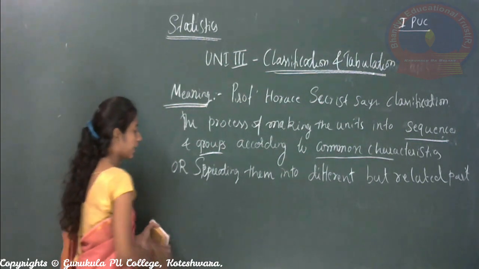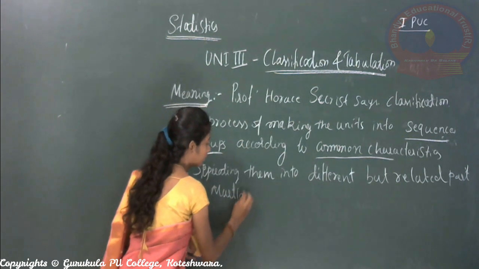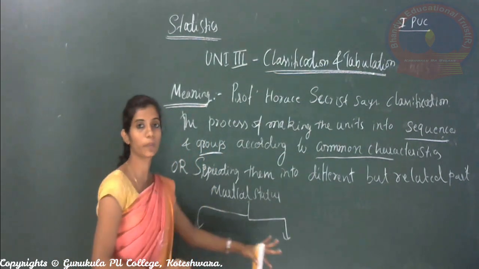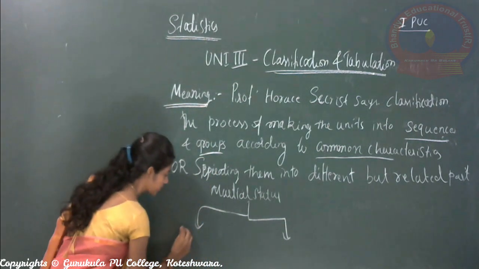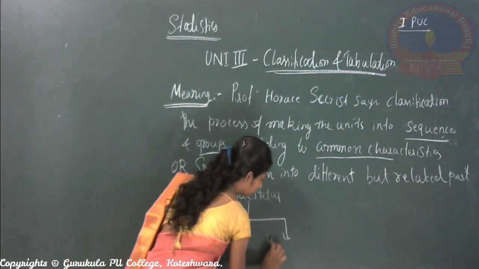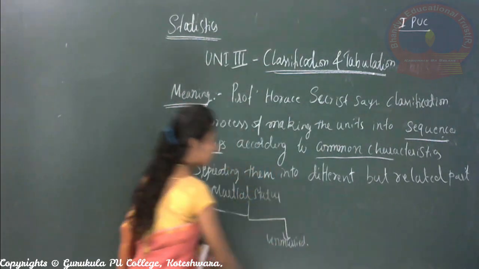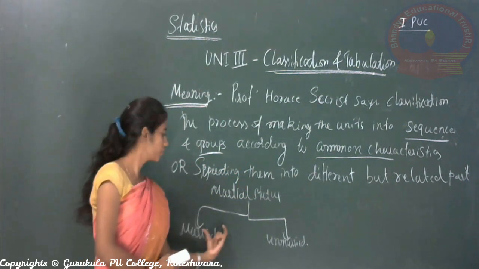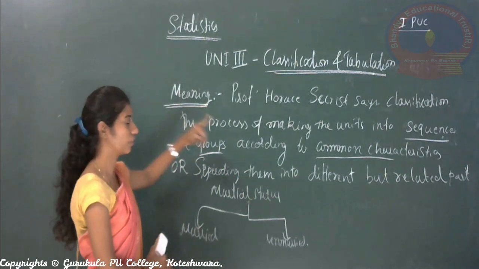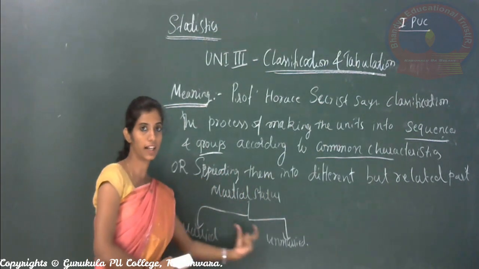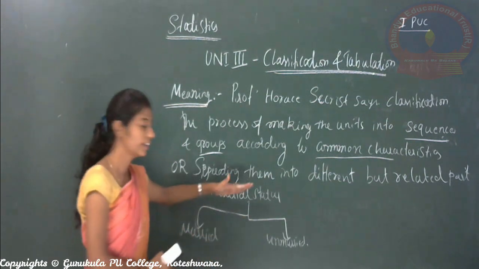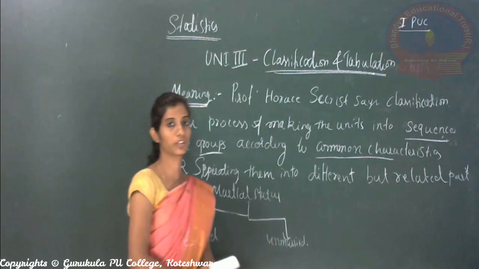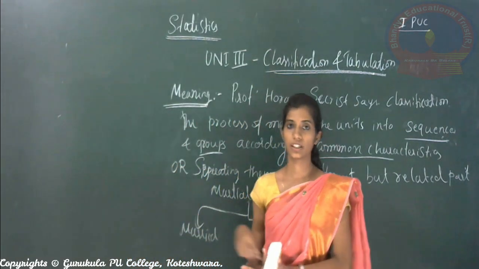Suppose I consider one particular characteristic, marital status, I can divide into two. That means I am making the subgroups or subdivisions, which we call groups. That means here, married and unmarried. This is the process of making groups, which is the meaning of classification, or separating them into different but related parts. I hope you have got a clear idea about the meaning of classification.